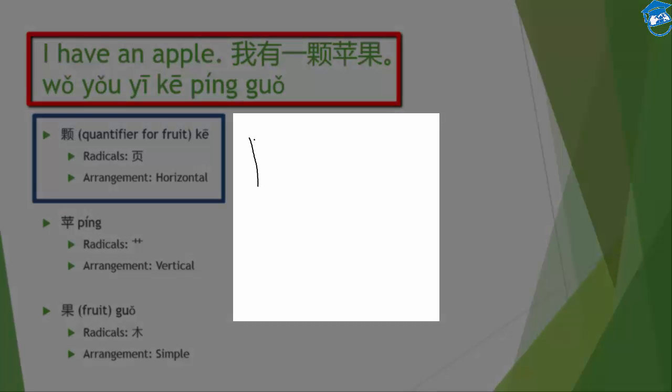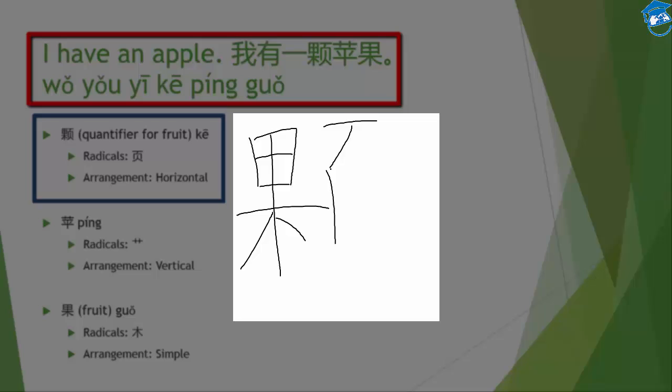1, 2, 3, 4, 5, 6, 7, 8, 9, 10, 11, 12, 13, 14. Okay, again, it's a bit ugly, but just pay attention to the order of strokes. Alright?